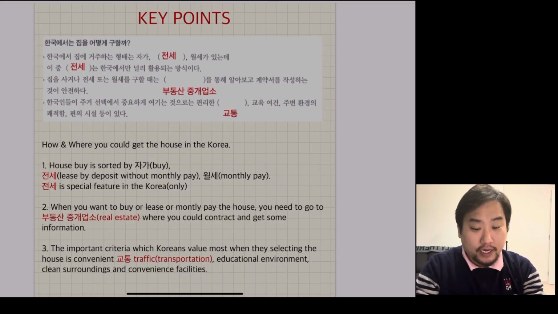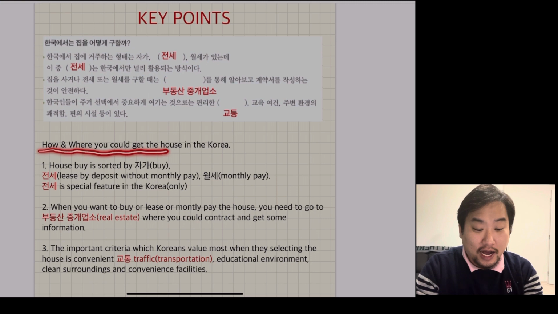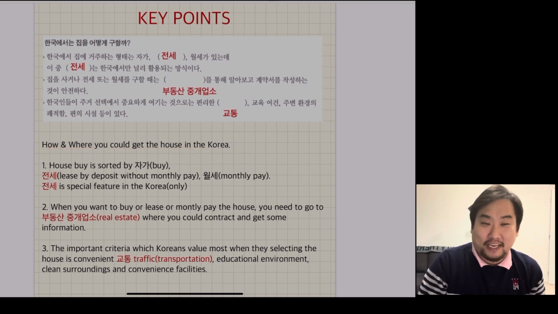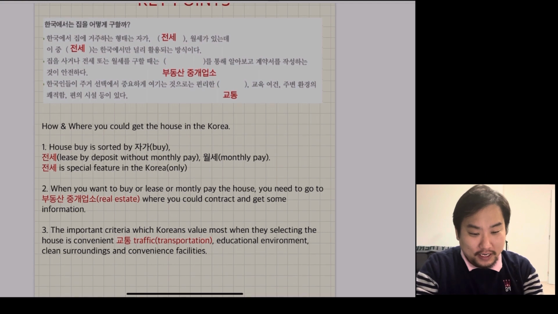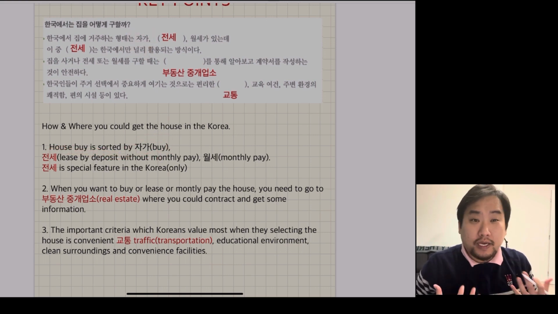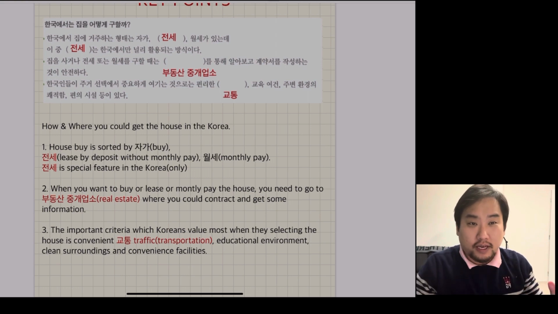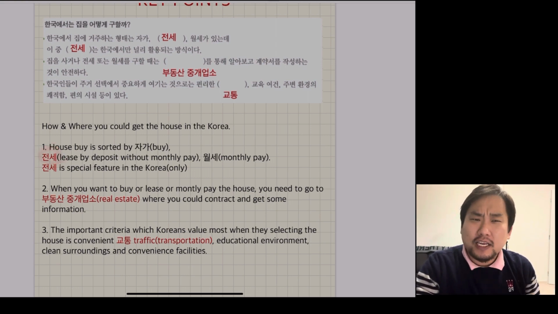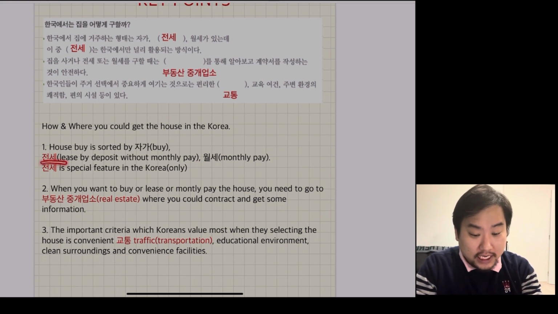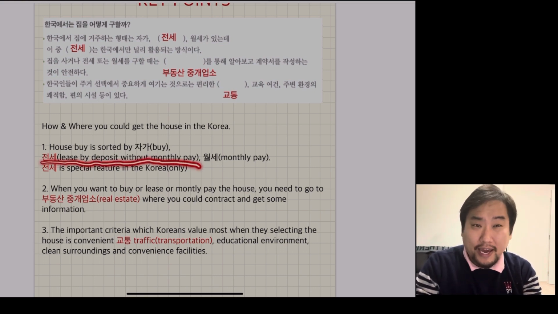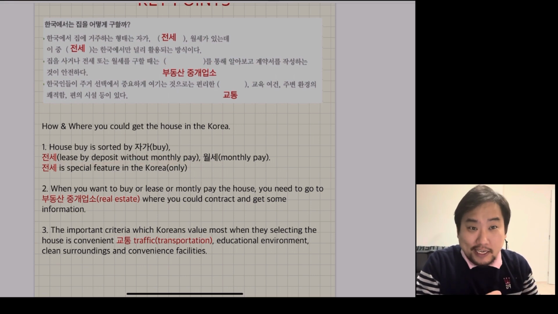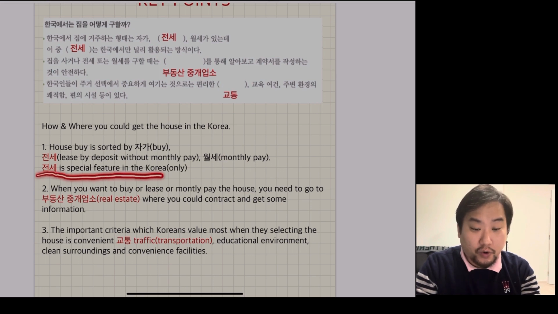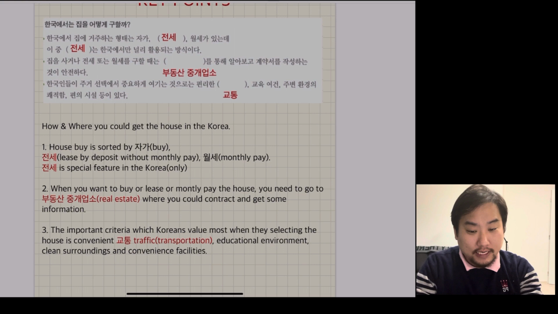The second key point is how and where you can get a house in Korea. Just go to a real estate office, 부동산. Let's check it together. Number 1, house buying is called 자가. 자가 means my own house. It means you bought it totally. The second one is 전세. It is a special feature only in Korea. It is a lease by deposit without monthly pay, theoretically. And 월세 is monthly pay. So 전세 is a special feature in Korea only. Right?